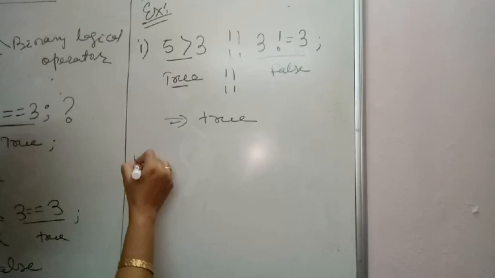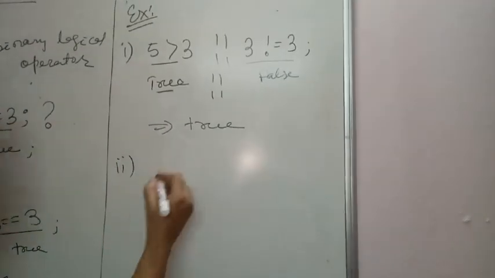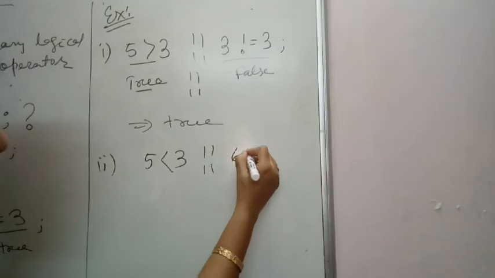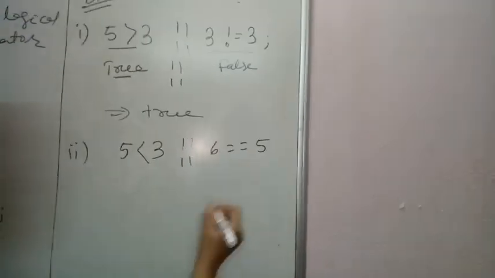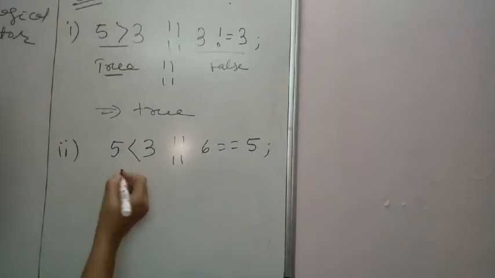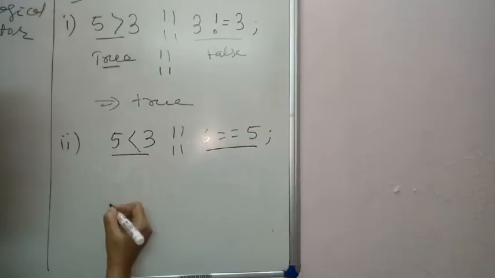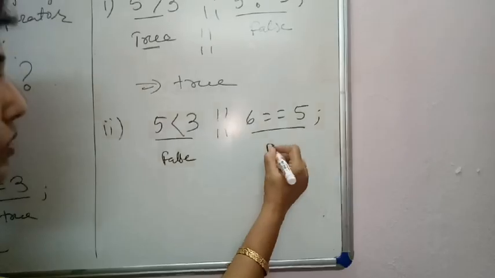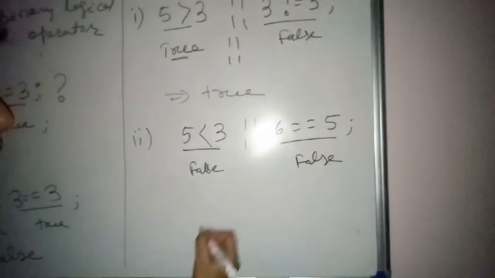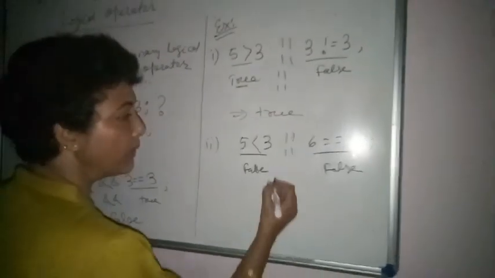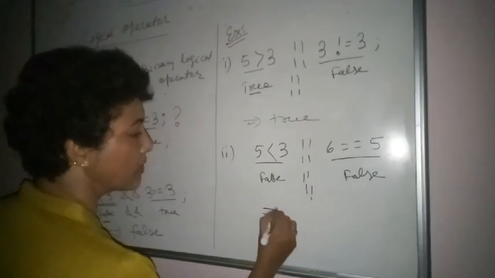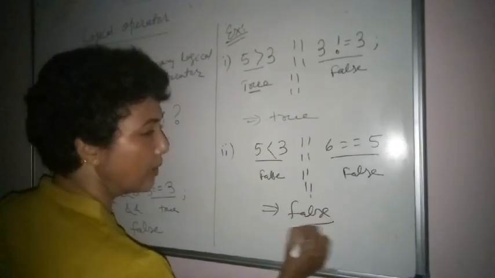When will it give me the answer as false? When both are false, for example 5 less than 3 or 6 equal to 5. In this case, I have to solve these two first. This is false. This is also false. And then I apply the OR logical operator. Because both are false, the overall answer is false.